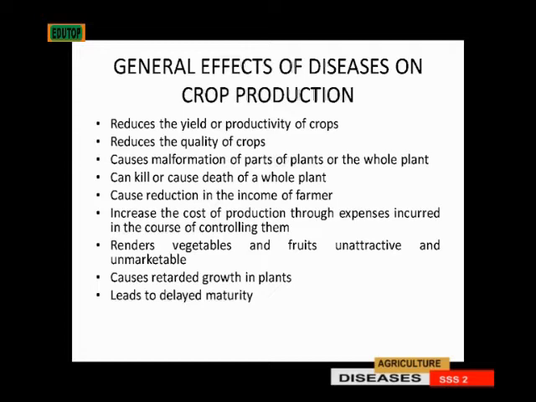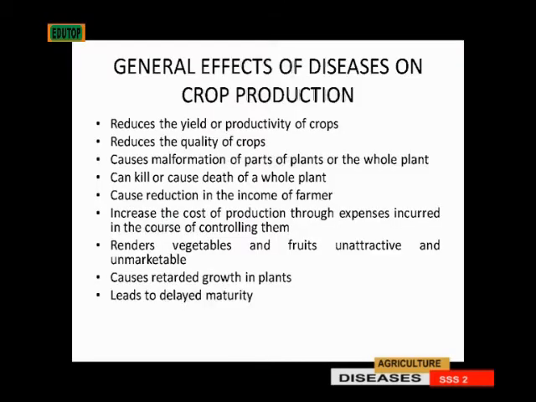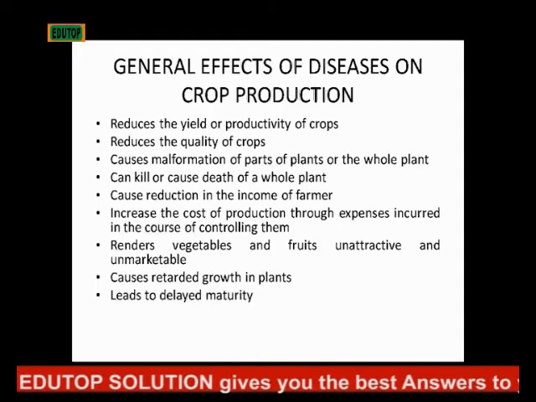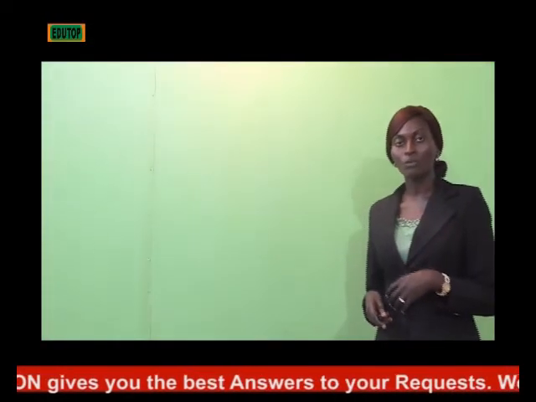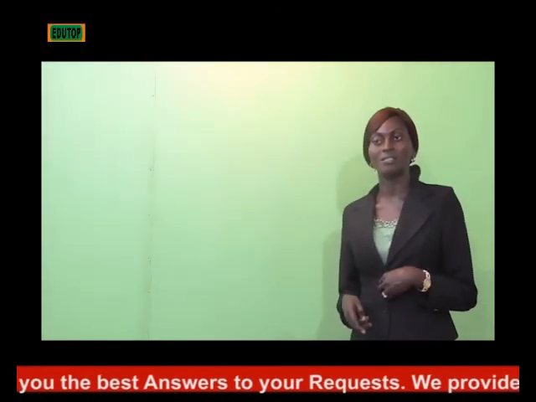Diseases render vegetables and fruits unattractive and unmarketable. You don't want to buy diseased vegetables in the market, you just leave them. So it makes them unattractive and unmarketable. It also causes retarded growth in plants and leads to delayed maturity. So those are the effects of crop plant diseases.